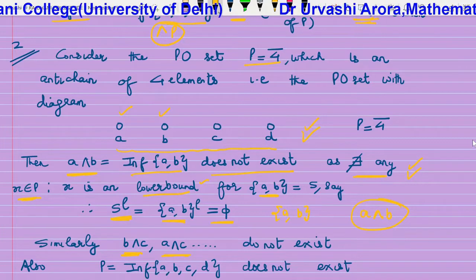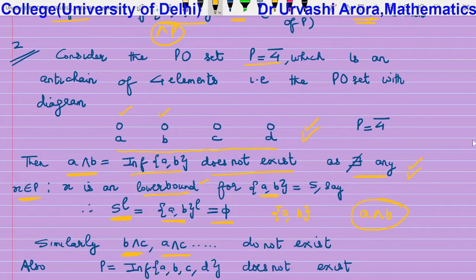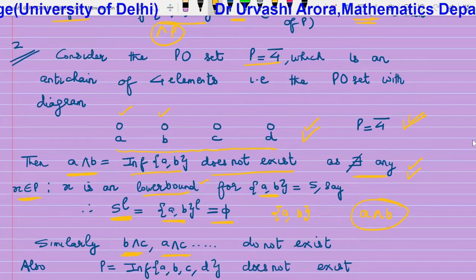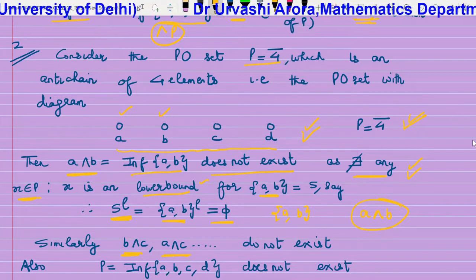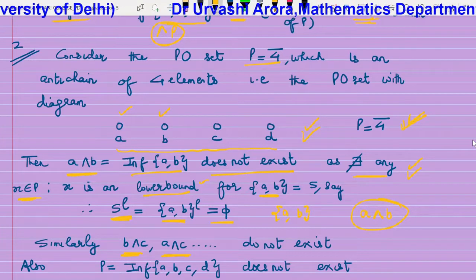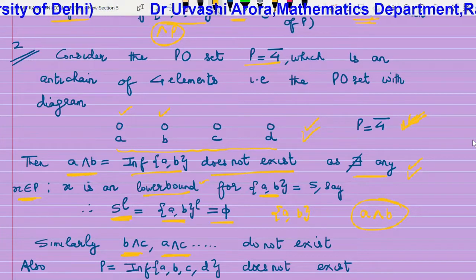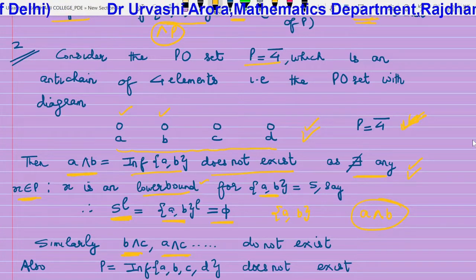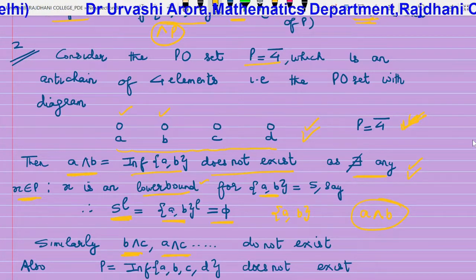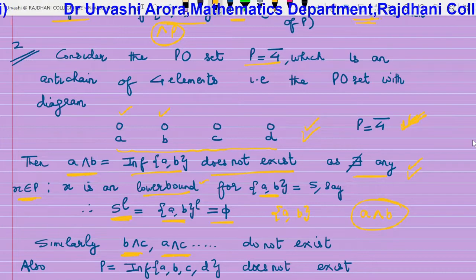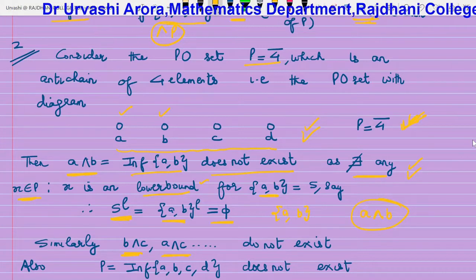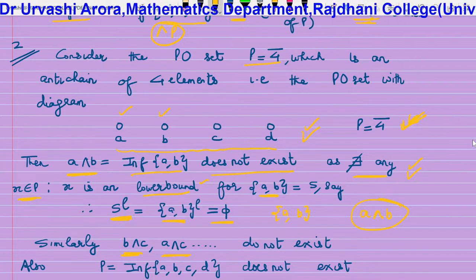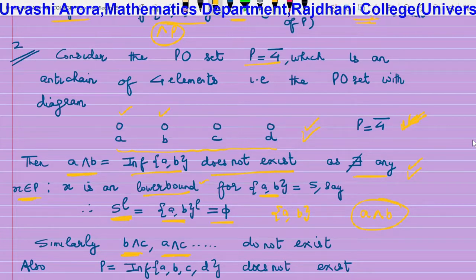So if you pick up any pair of elements in an anti-chain, not necessarily an anti-chain of 4 elements, but an anti-chain of any number of elements, then any pair of elements which you pick up will never have a meet, because there is going to be no lower bound of any pair of elements, and if there is no lower bound, then the question of the greatest lower bound existing doesn't arise.